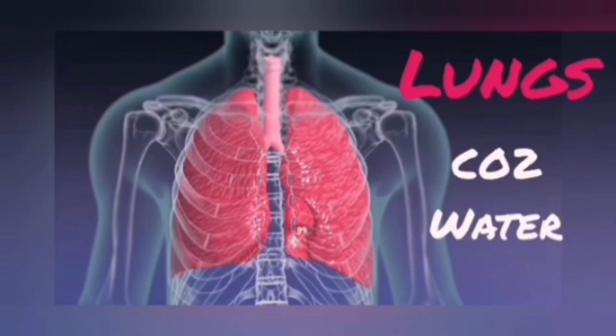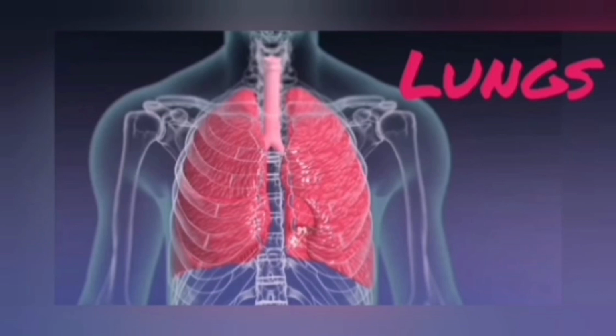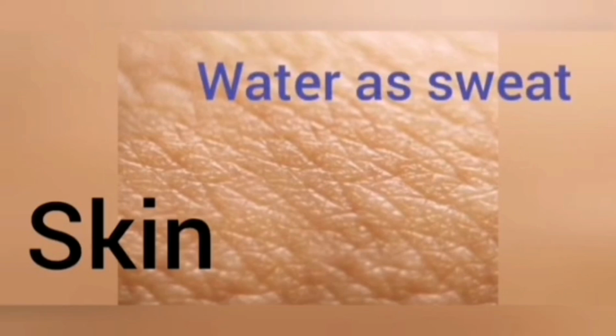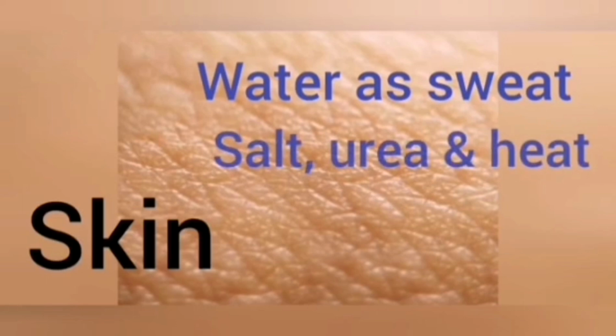Now we learned about the lungs in grade 10 already. During cellular respiration, the cells make CO2 and water as waste products in the production of heat and energy for us, and we breathe out that CO2. The next excretory organ we have is the skin, and mostly the product that is given off is water in the form of sweat, and it also contains things like salt, urea, and some heat.